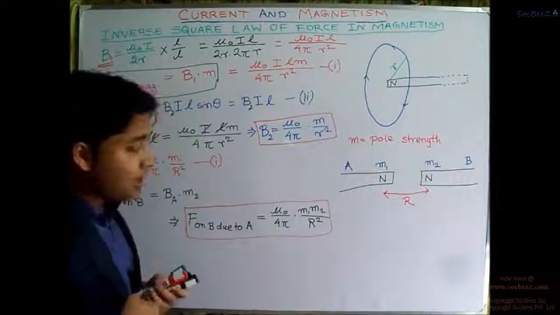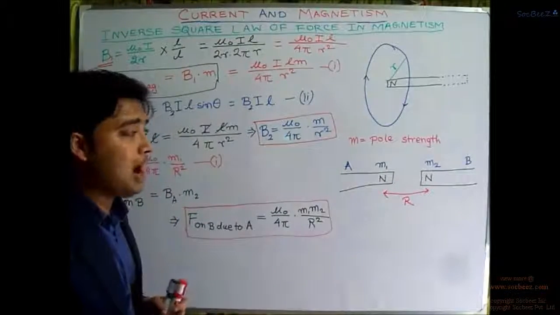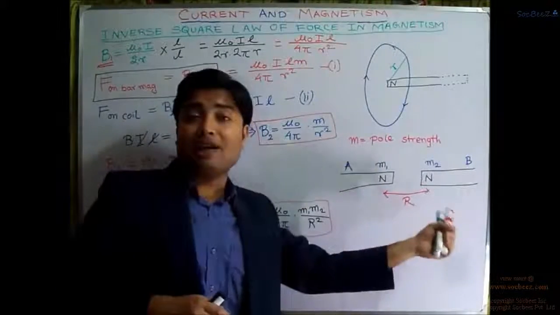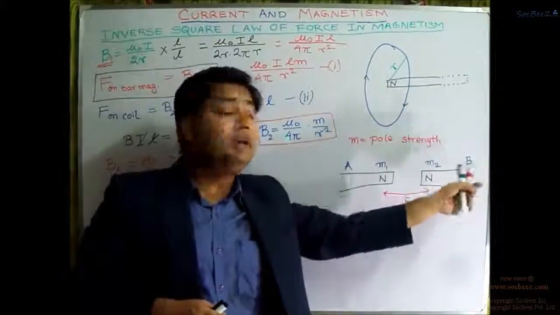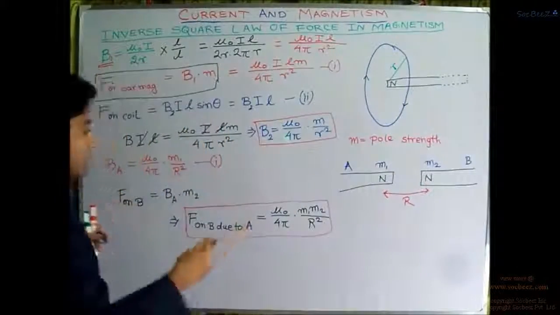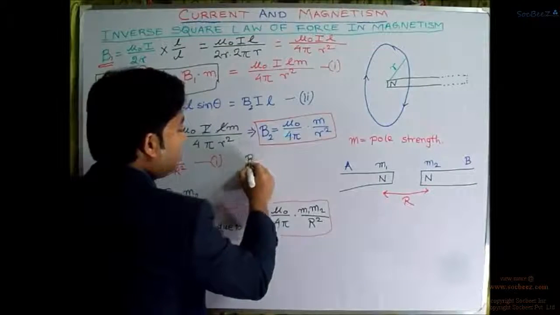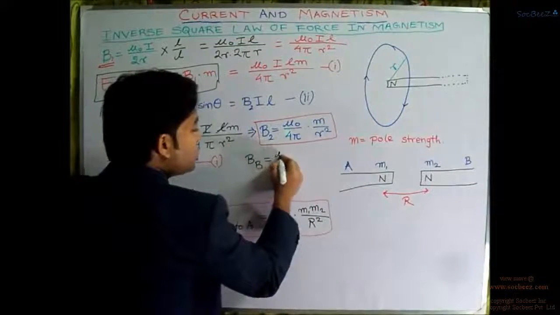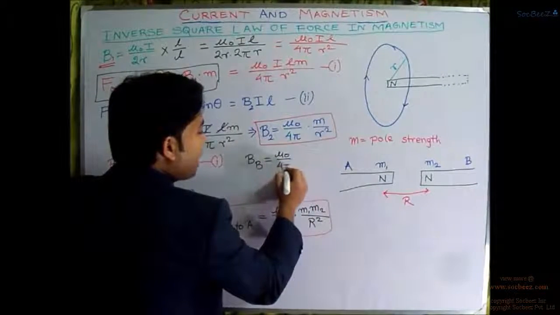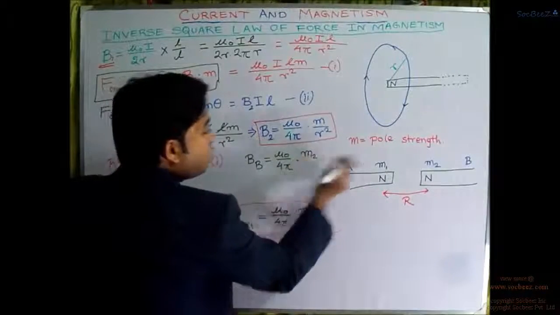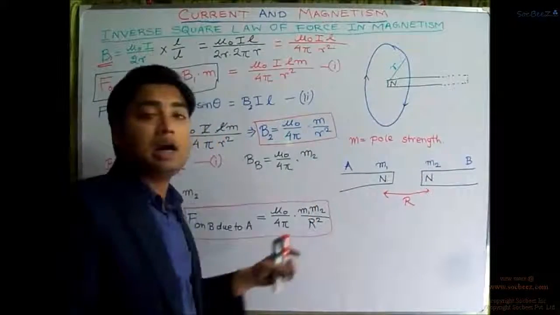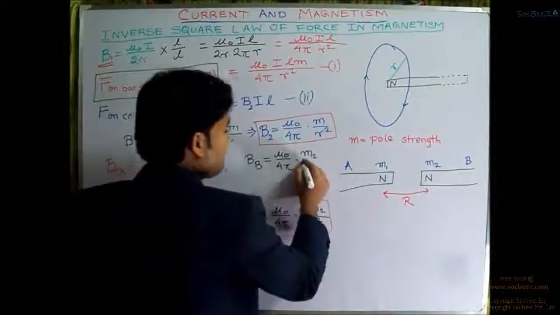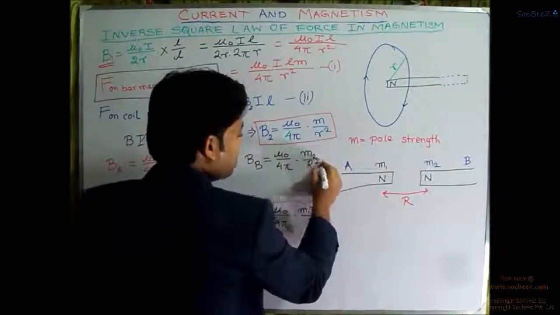Now, on the other side, if we do wish to find out what would be the B or the magnetic flux density due to the bar magnet B at this point, then B of B at this particular point will be equal to mu naught divided by 4 pi multiplied by M2, because we are finding out the B due to this bar magnet at this point separated by a distance of capital R. This will be equal to R square.